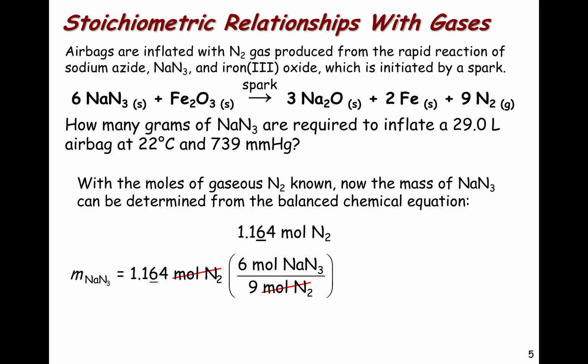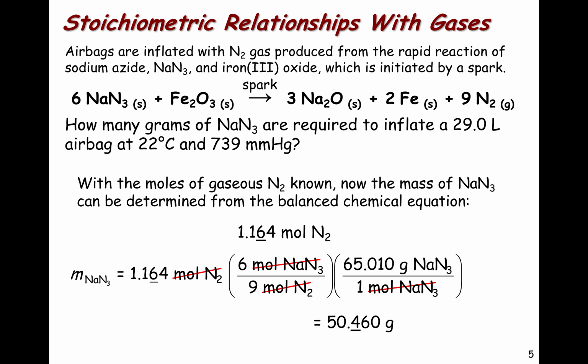and then that will cancel the moles of N2, and finally we use our molar mass of the NaN3, which is approximately 65 grams per mole. And at this stage, the units of moles of NaN3 will cancel, leaving us with units of grams of NaN3, which is going to be the desired answer. So that means we can plug everything in the calculator and come up with the answer with 3 significant digits. And so we have arrived at the answer to the problem.